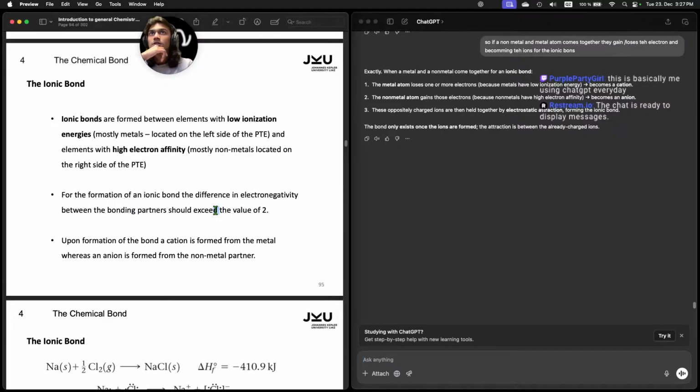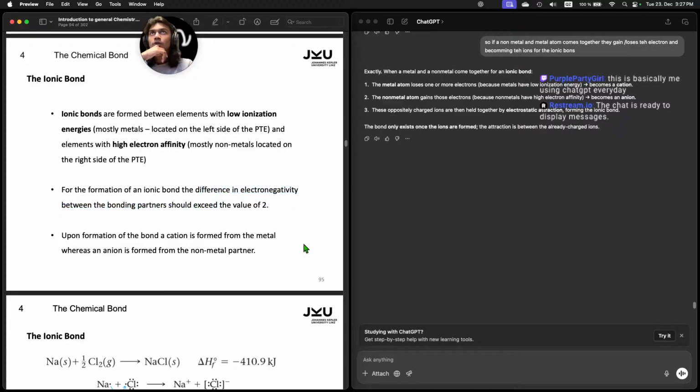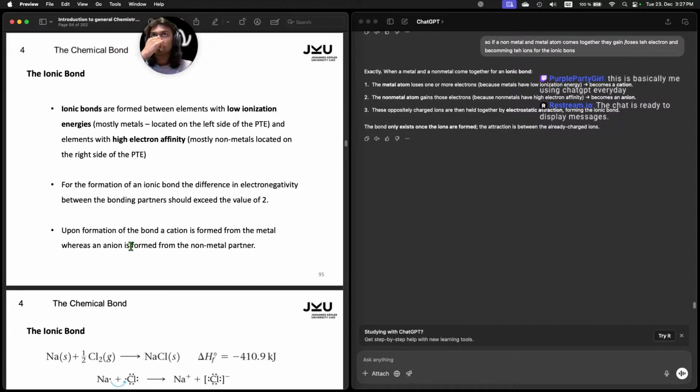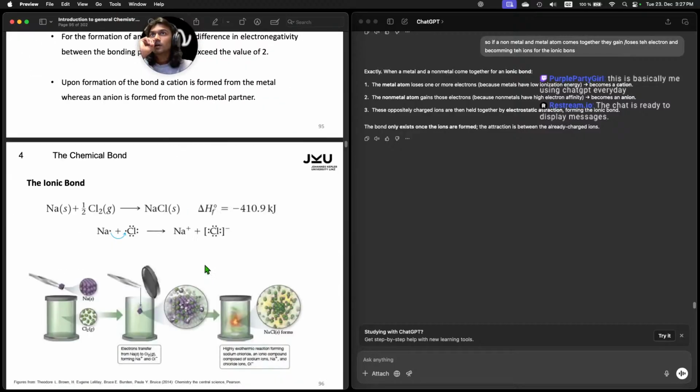Okay, this thing I need to remember: the ionic bond should have a difference in electronegativity between the bonding partners of 2. Upon formation of the bond, a cation is formed from the metal. Oh, it's already there. Ionic bond.